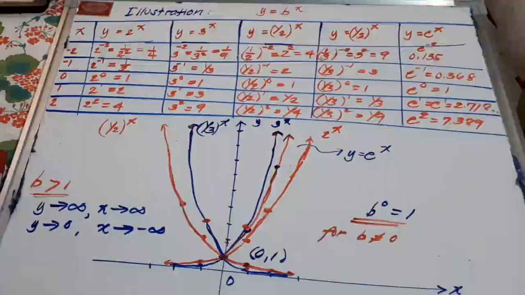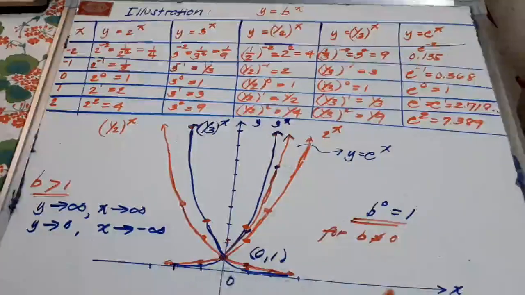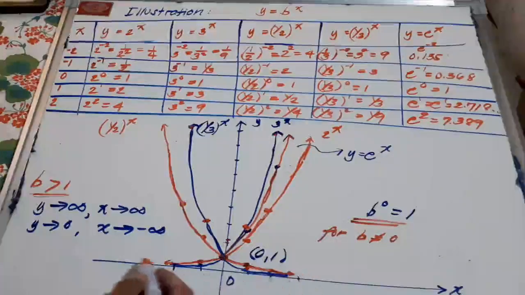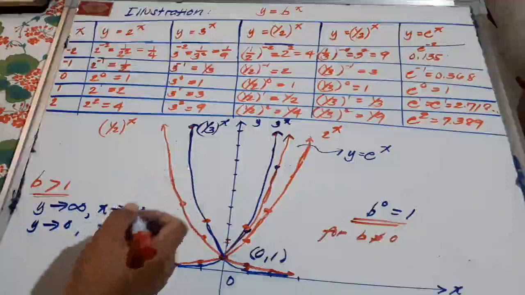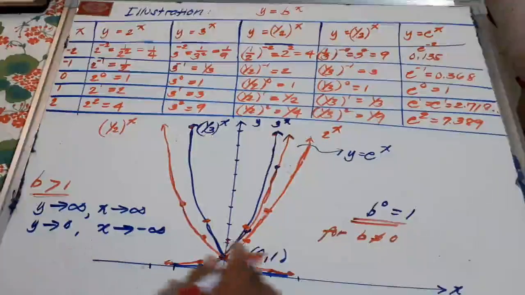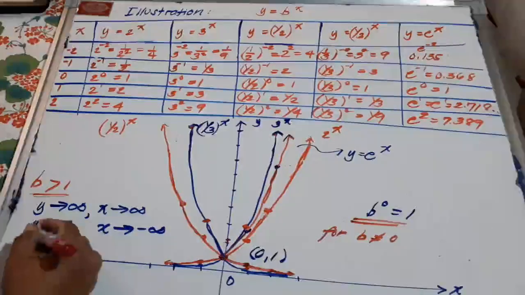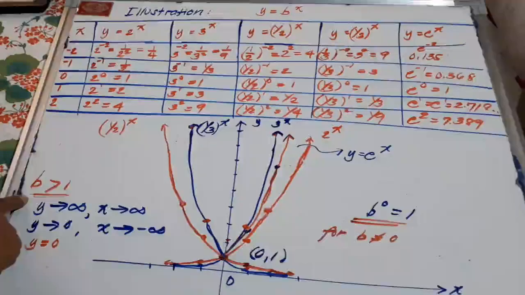What else? Isa pa, pansin ko rin, yung ating x-axis is an asymptote of all of the curves of the function, exponential function y equals b to the x. Hindi siya magta-touch doon. So therefore, y equals 0 is the asymptote of the curve if b is greater than 1. Ano pang napansin natin?